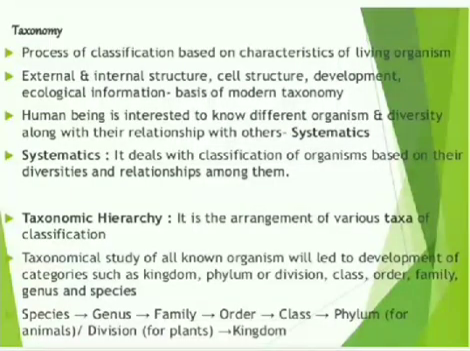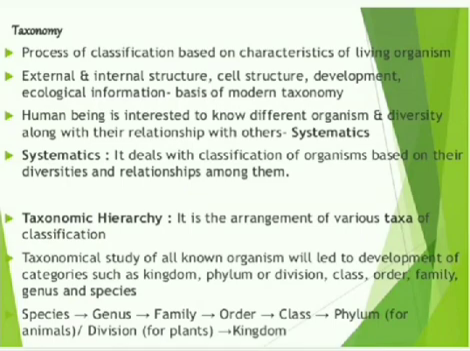Now we are going to discuss taxonomy. What is taxonomy? The process of classification based on characteristics of living organisms, meaning their external structure and their internal structure. These are the basis for modern taxonomy. It is necessary for human beings to know different organisms and diversity along with their relationships with others. That branch is called systematics. So systematics deals with the classification of organisms based on their diversity and relationships among them.